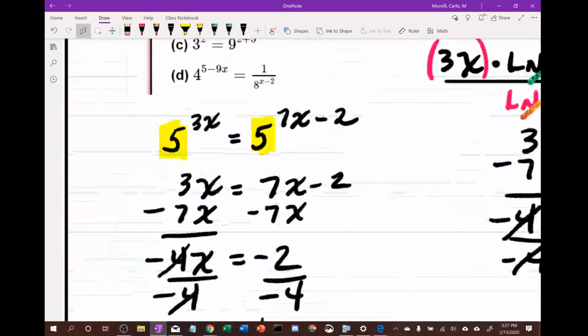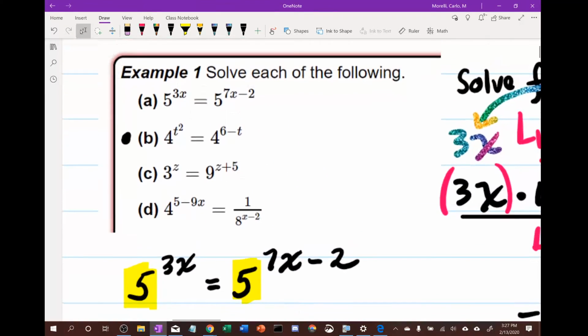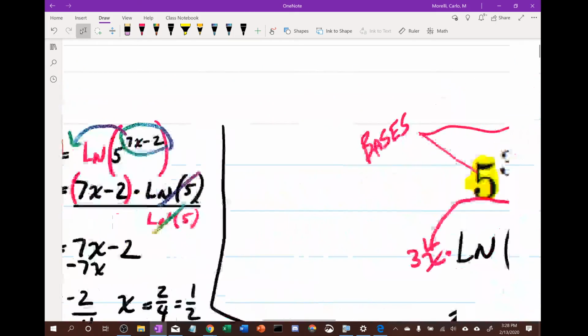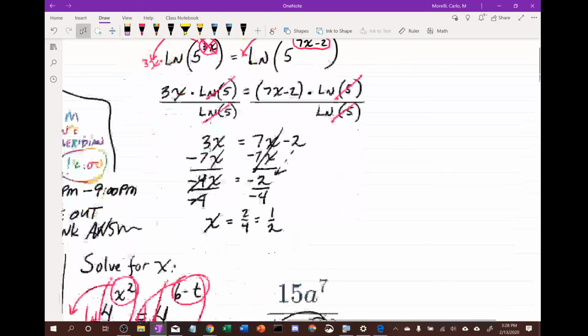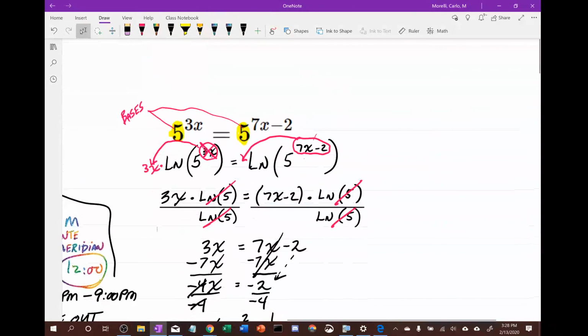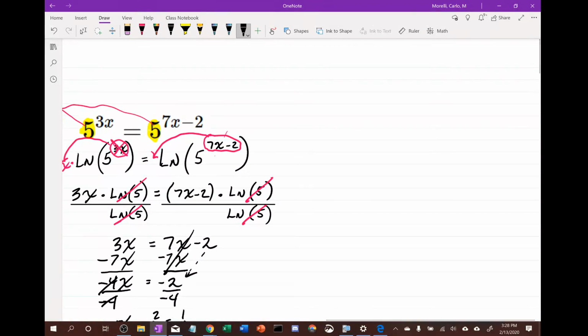Let's do another one. Let's do 4 to the t squared equals 4 to the 6 minus t. Hang on, let me just get somewhere where I can write it. What was it? 4 to the t squared.